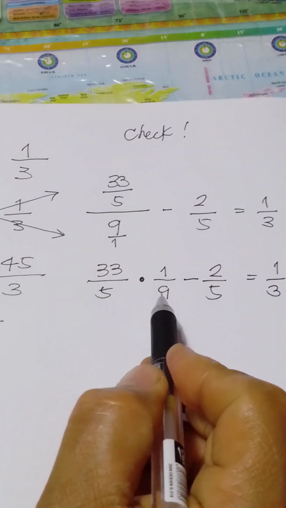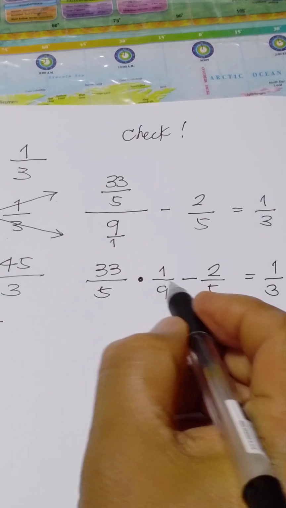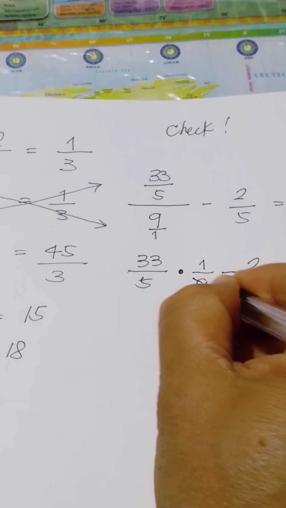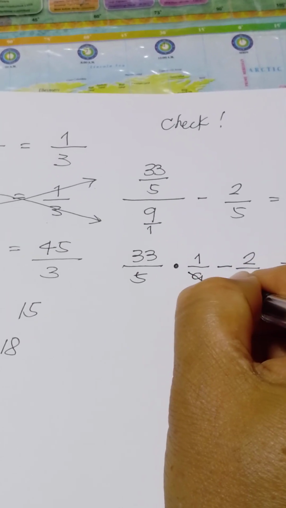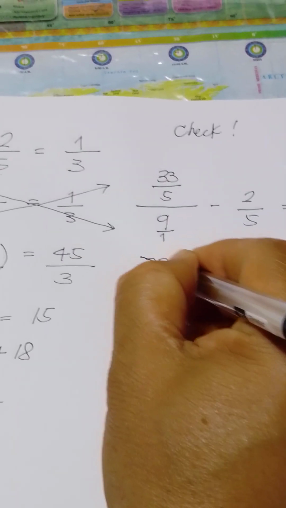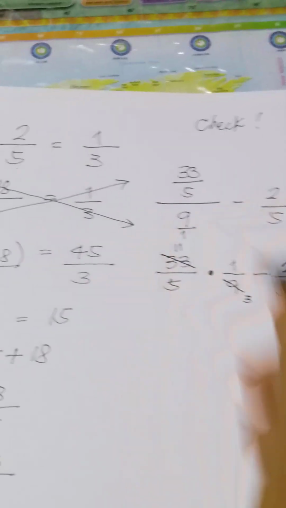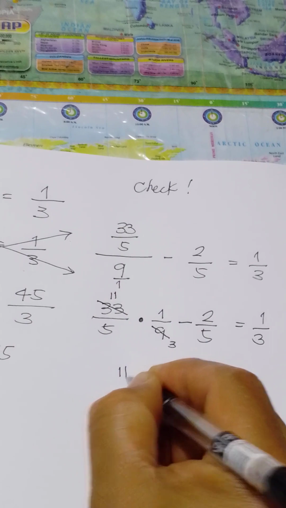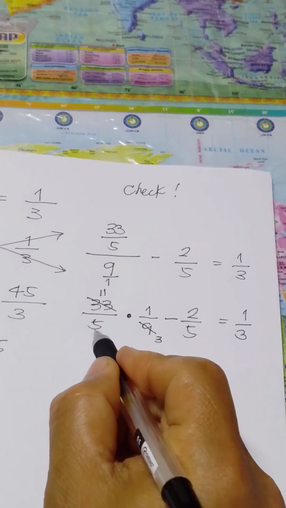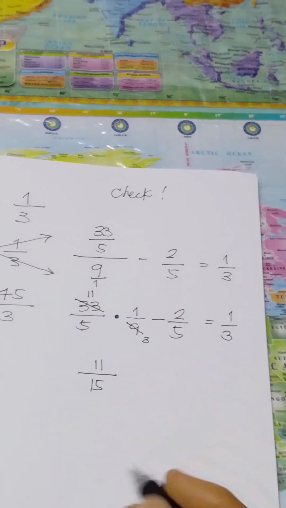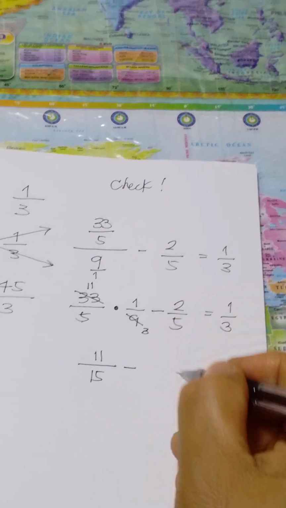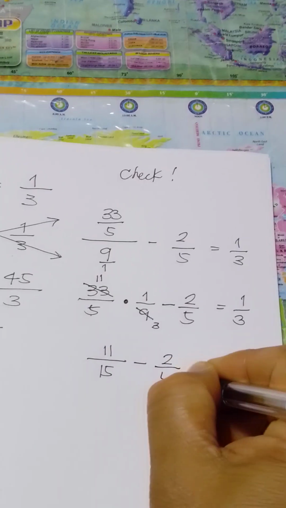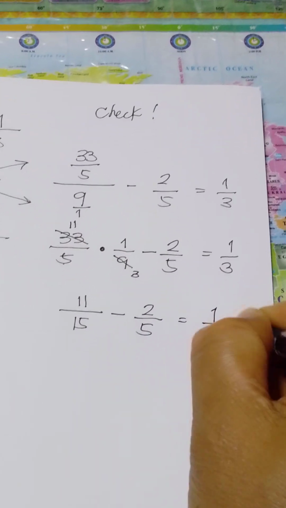Since I have 33 and 9, I need cross cancellation. In cross cancellation, I need to divide this one by 3. 9 divided by 3 is equal to 3. 33 divided by 3 is equal to 11. And then I have to multiply 11 times 1, that will be equal to 11. And then multiply 5 times 3, that will be equal to 15. Then I need to copy this operation, which is subtraction. And then the next fraction will be 2 over 5 is equal to 1 over 3.